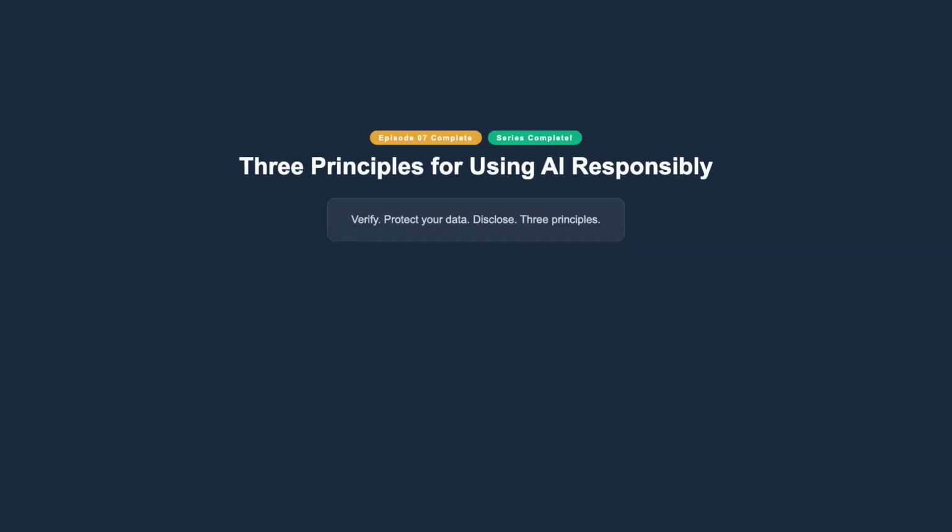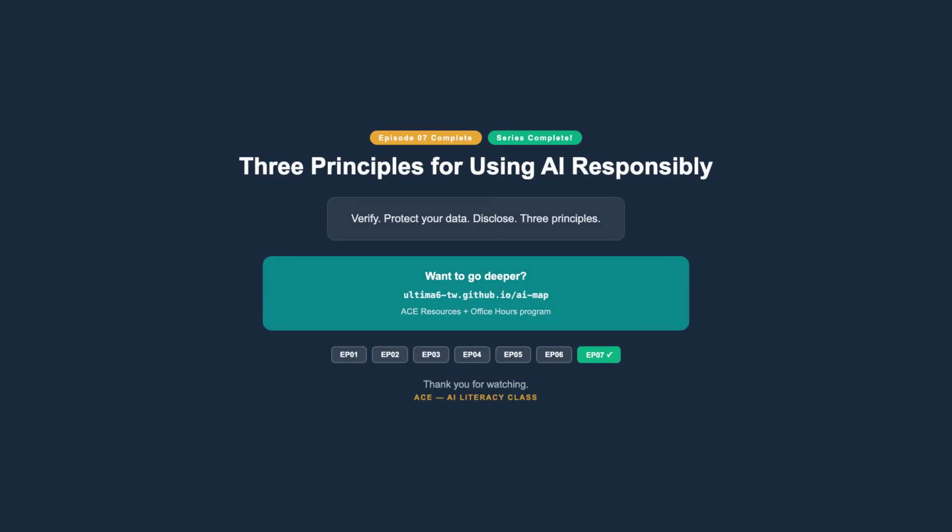That's the complete picture. You now know how LLMs work, the prediction loop, tokens, temperature, and why hallucinations happen. You understand why AI forgets, context windows, statelessness, and compression failure. You know how to write better prompts. And you know how to use these tools responsibly. 3 things to remember: verify what AI gives you, protect sensitive data, and be honest about how you used AI in your work.